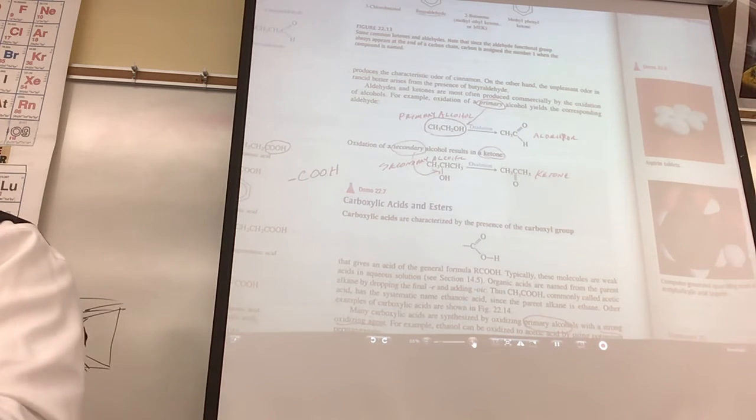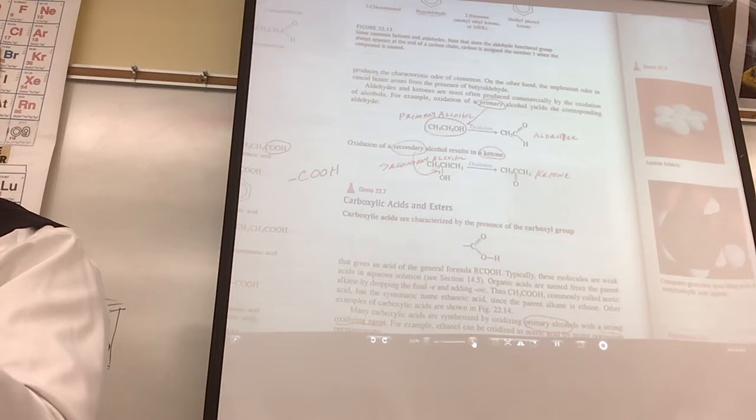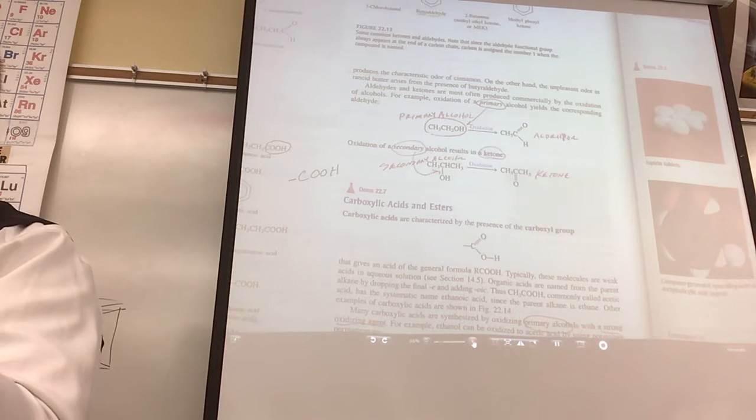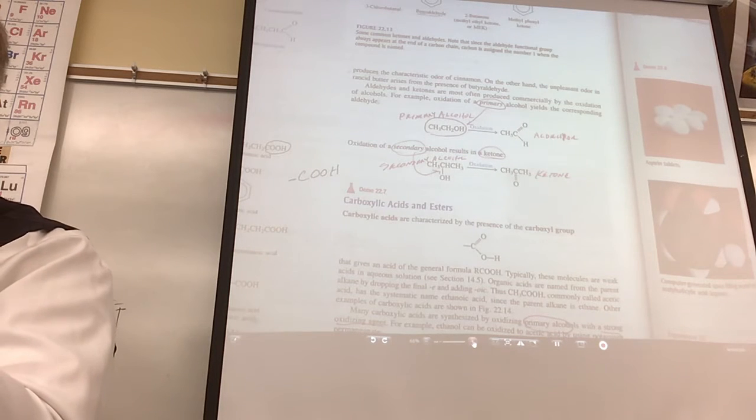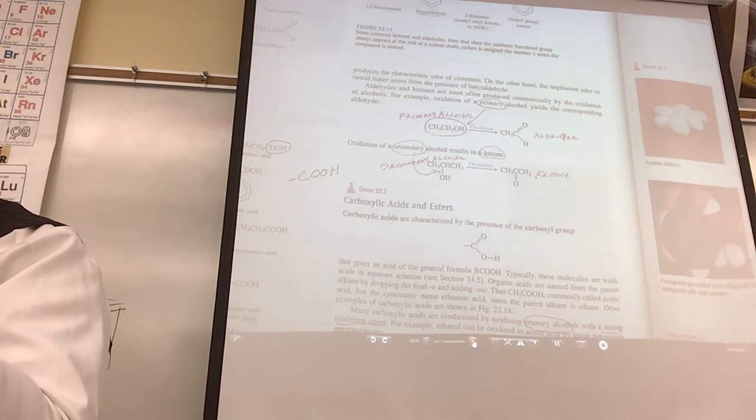The only 2 that we had so far were, if you had 1 carbon, you were methanoic acid, and 2 carbons was ethanoic acid. So 3 carbons would be propanoic acid, 4 would be butanoic acid, pentanoic acid, and so it's oic acid right there.